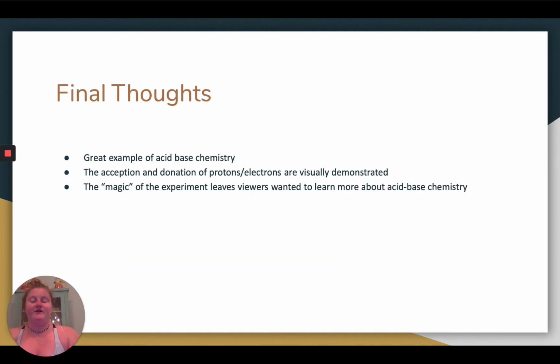Some final thoughts. This is a great example of acid-base chemistry because it displays the acceptance and donation of protons and electrons visually. You can see the donation of protons exchanged through the color change and the acceptance of protons through the color disappearance. The magic of the experiment leaves viewers wanting more and wanting to learn more about acid-base chemistry, which is always a great thing.